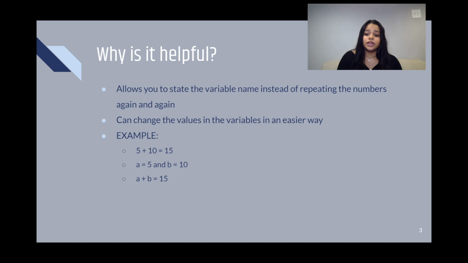Now, I have an example below. It says 5 plus 10 equals 15. And you can do another way where it says a equals 5 and b equals 10. A plus b equals 15. Now, in this case, it doesn't really give you that much of a difference. It's pretty much the same. But when you begin to do a lot more complicated programming or coding much more complex things, it will be harder for you to not use variables, and variables allow you to manipulate the values in them and change them to serve whatever purposes they do in your code.